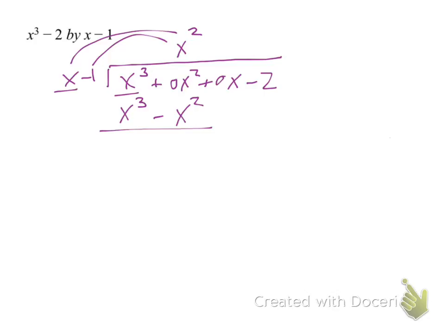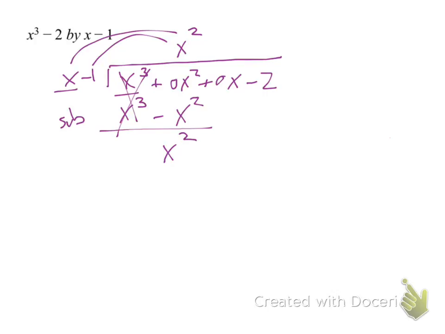Now I'm hoping we're pretty proficient. The fact that we know we're going to subtract, the x cubes will cancel away. That's awesome. But what's it going to leave us with? A positive x squared. You're subtracting a negative x squared from nothing, which leads us to a positive x squared.